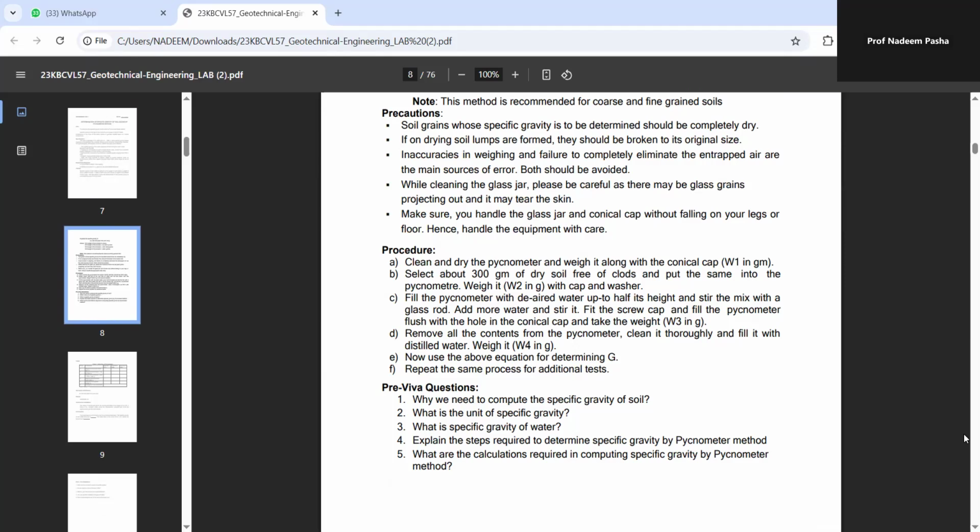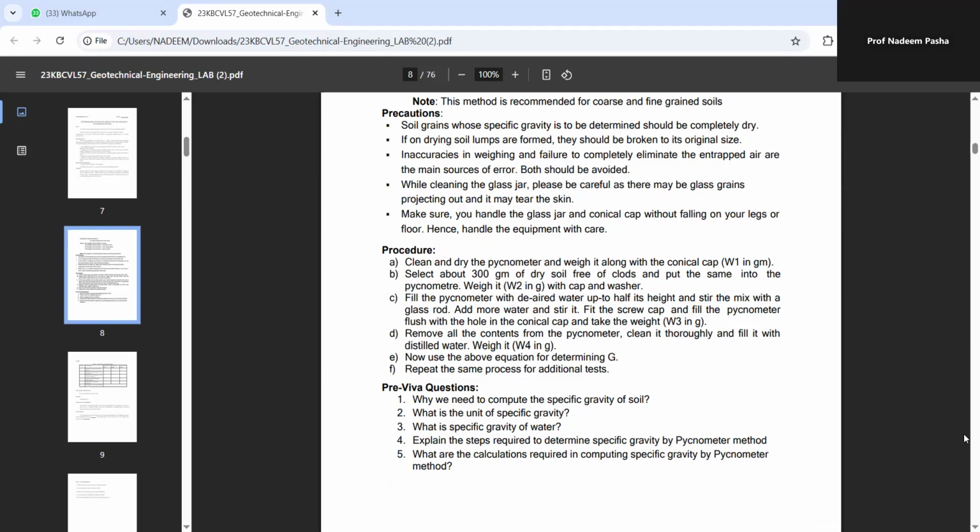So why do we need to compute the specific gravity of soil? In order to determine the property of it. Because, as I said, the specific gravity of different soils is different. Fine aggregate may have a different specific gravity. Similarly, coarse aggregate may also have a different specific gravity. So based on specific gravity, you can classify the different types of aggregate.